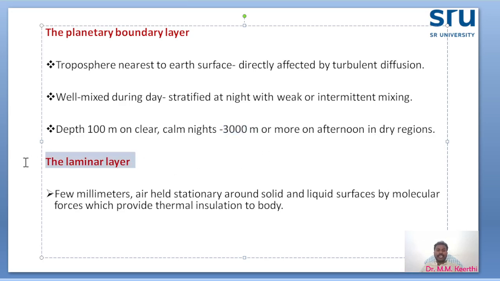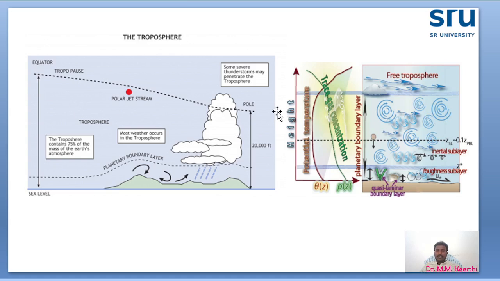Another layer is called the laminar layer. From the Earth surface to a few millimeter, the air is held stationary around solid and liquid surfaces by molecular forces, which provides thermal insulation to the body. So you see here, this is the planetary boundary layer. This region is called the laminar boundary layer.